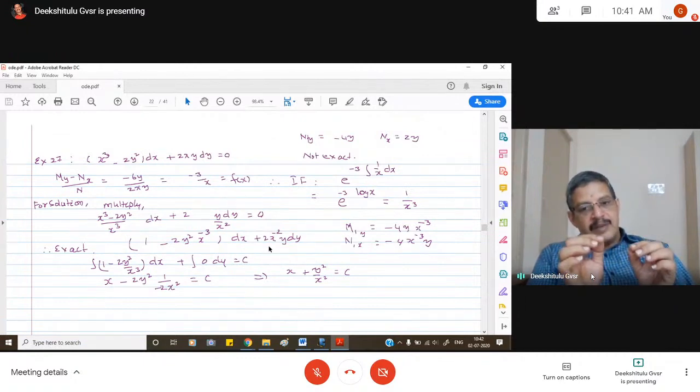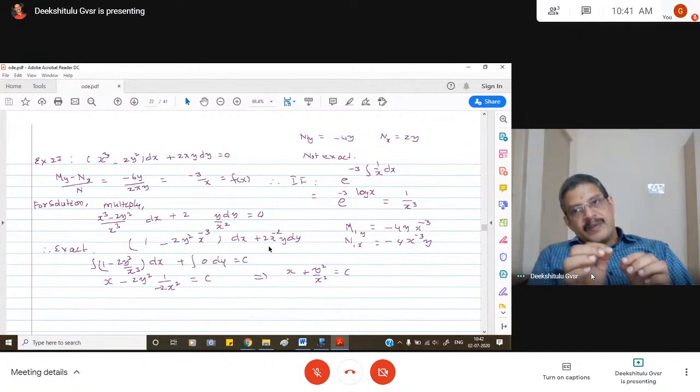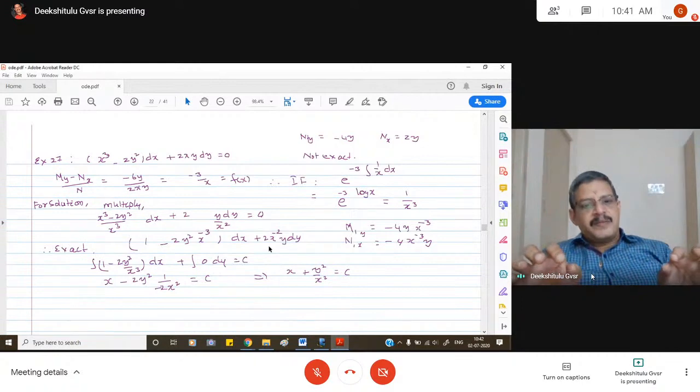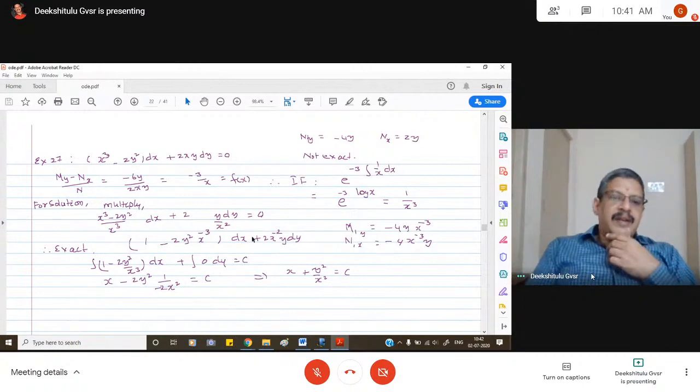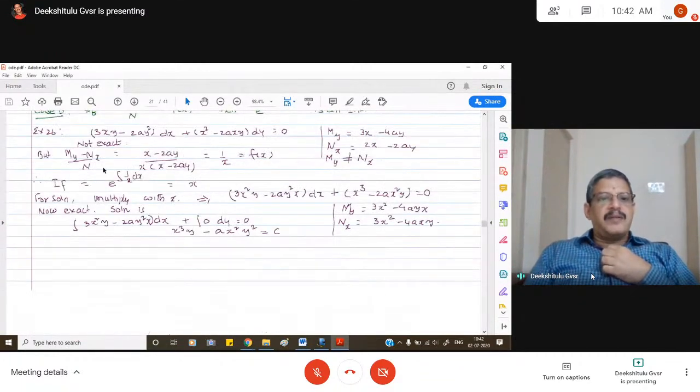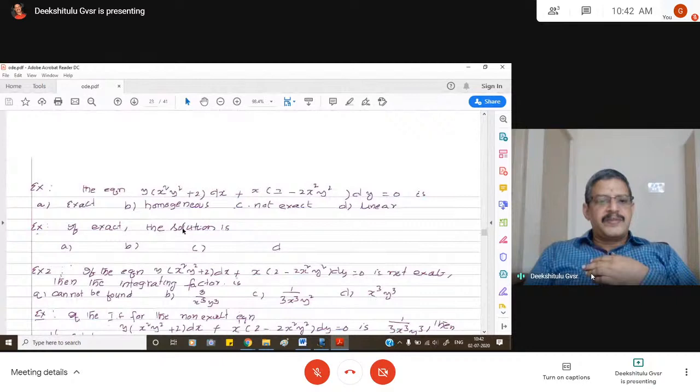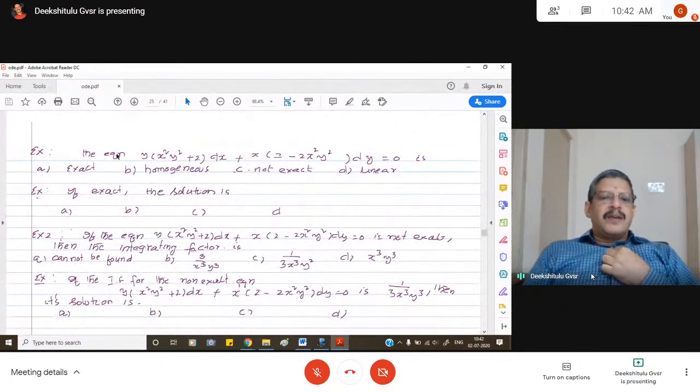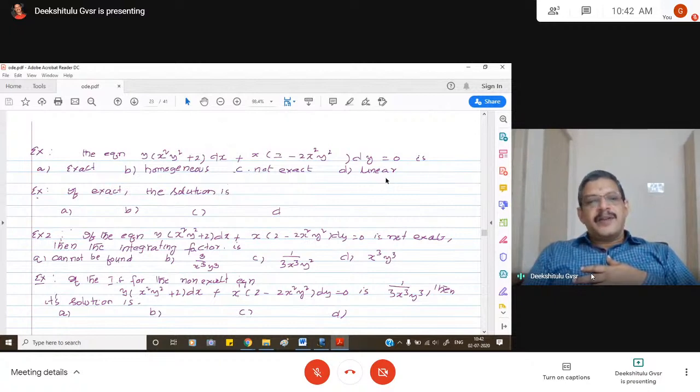The same question can be asked directly, or else it can be divided, a part of this question may be asked in the examination. Part of this question means, let us see the same problem, how it can be asked. Let's say the previous problem I have taken, or some other new problem. So the equation: y(x^2 + y^2 + 2) dx + x(2 - 2x^2 - y^2) dy = 0. Is it A exact, B homogeneous, C not exact, D linear?